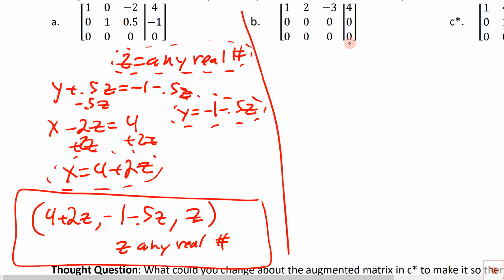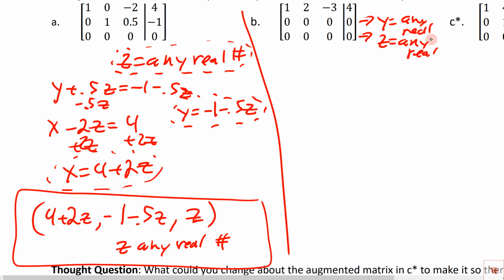Okay, if you look at the last row, you'll notice z is kind of missing. Anything would make that true, so we're going to say that this implies that z can be any real. You'll notice that on this one we're basically saying y is missing. Anything would make that second equation true, so we're going to say y equals any real.